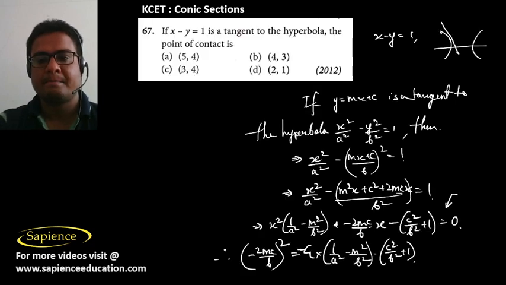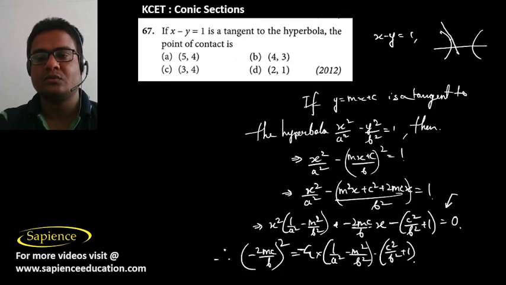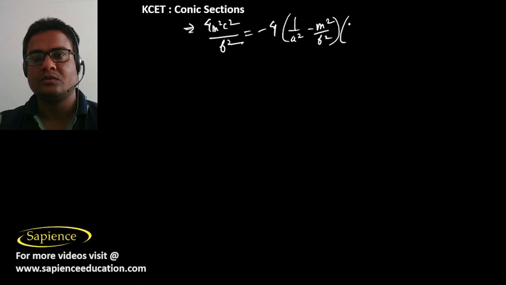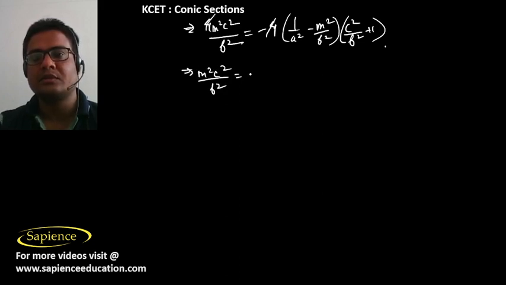So then we can say that 4m square c square by b to the power 4 will be equal to minus 4 into (1 by a square minus m square by b square) into (c square by b square plus 1). So 4 and 4 will cancel, then we will have m square c square by b square equal to m square by b square minus 1 by a square into c square by b square plus 1.